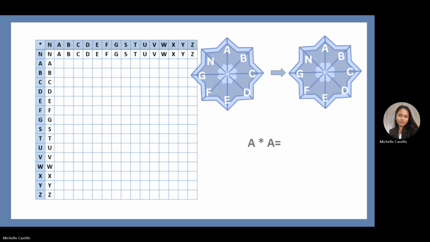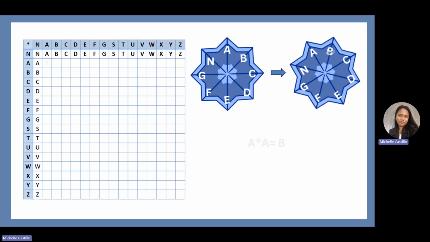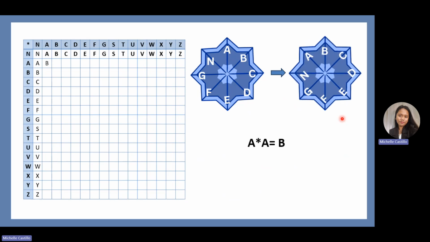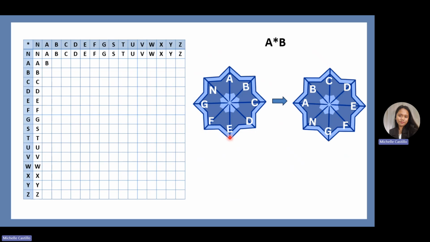Then next we have A star A. So when we rotate this model 45 degrees counterclockwise, we'll get an answer of B. Then next we have A star B. So when we rotate this model 90 degrees counterclockwise, this will be the result. So A star B is equal to C.